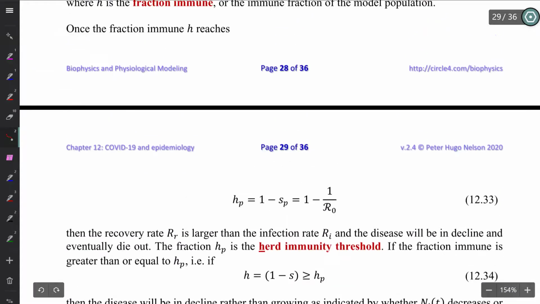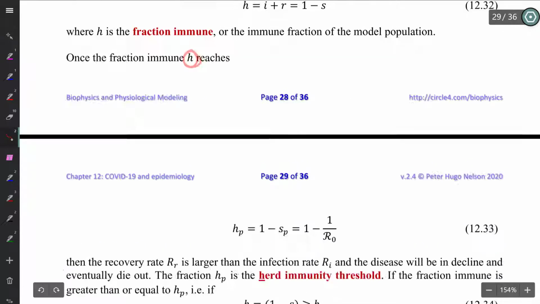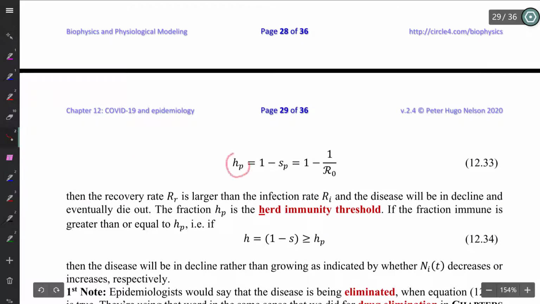Alright, and what we can do is once we get this h, the immune fraction, once that fraction reaches the value at the peak, which is just 1 minus sp, which we now know how to calculate, then the recovery rate is larger than the infection rate. And that value of h, the number immune, is called the herd immunity threshold.